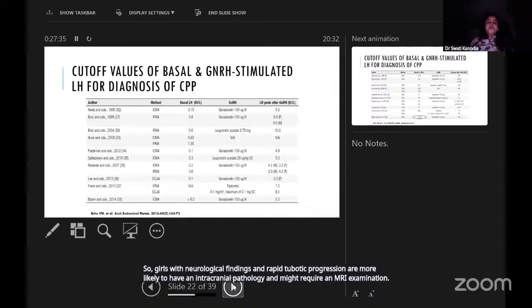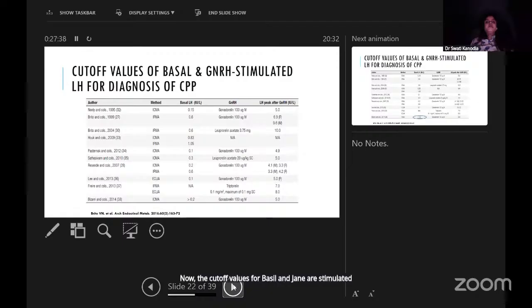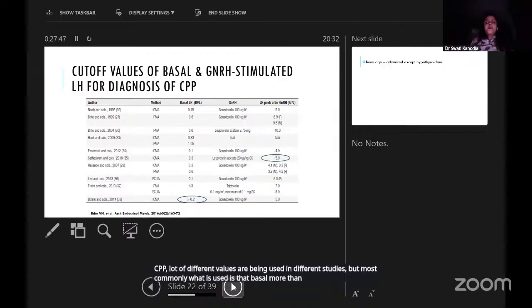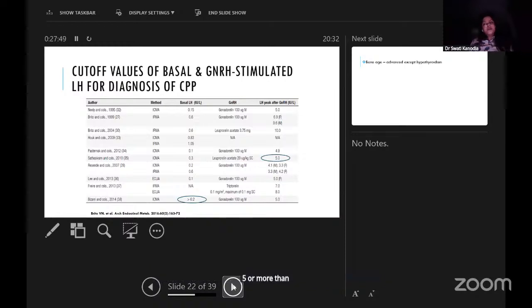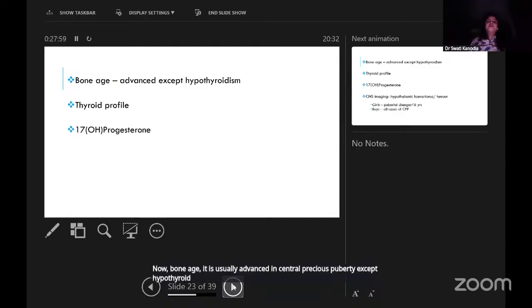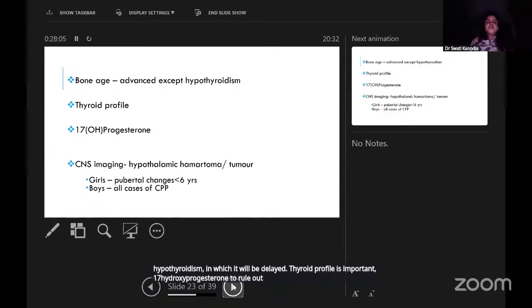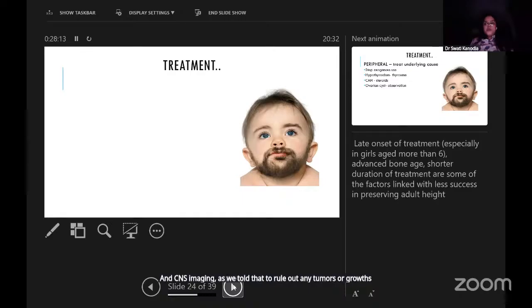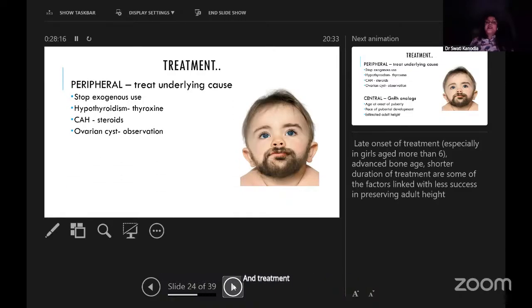Now, for the cutoff values for basal and GnRH-stimulated LH for diagnosis of CPP, a lot of different values are used in different studies, but most commonly basal more than 0.2 and peak 5 or more than 5 after stimulation. Bone age is usually advanced in central precocious puberty, except in hypothyroidism, in which it will be delayed. Thyroid profile is important, 17-hydroxyprogesterone to rule out CAH, and CNS imaging, as we told, to rule out any tumors or growths. And treatment: in peripheral, we treat the underlying cause.